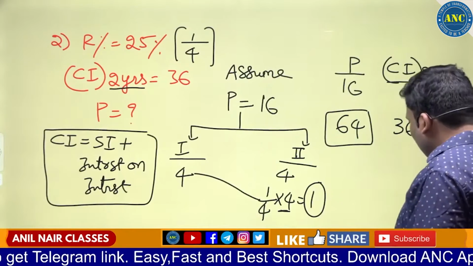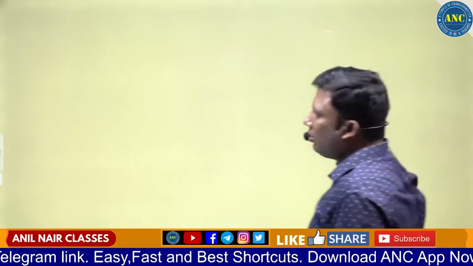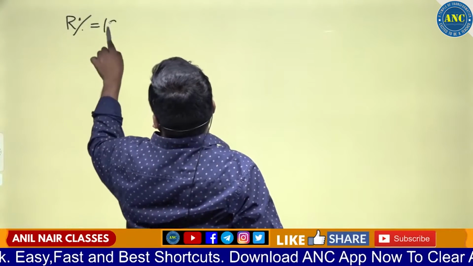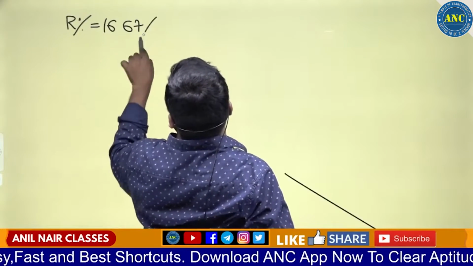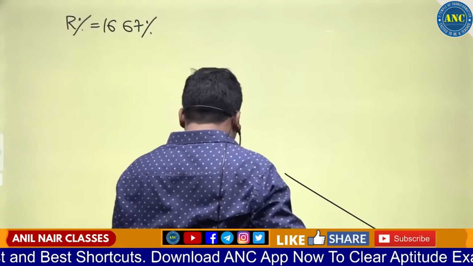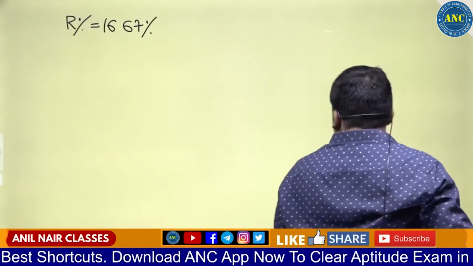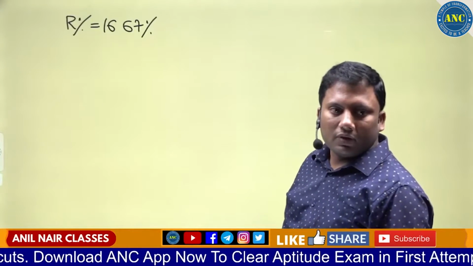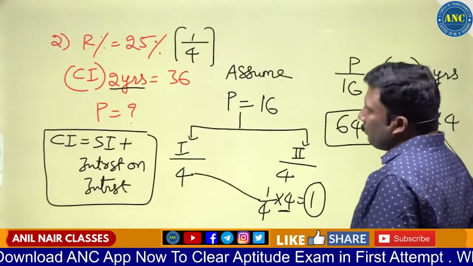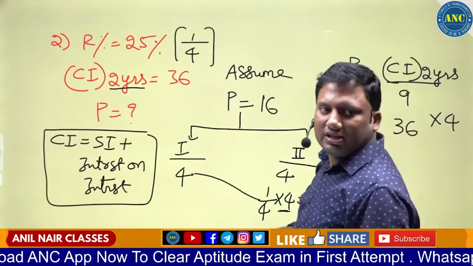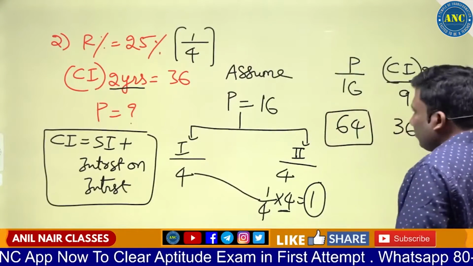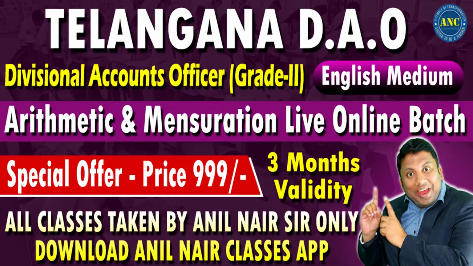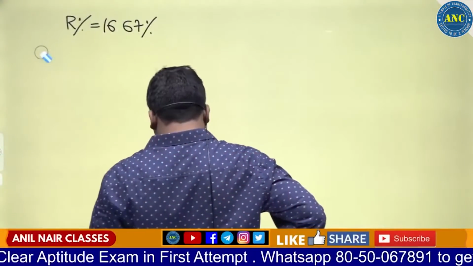Let us do one more question. R percentage equivalent to 16.67 percentage. We discussed in the previous class, right? 25 percentage is 1 by 4, Srinivas. R percentage is 16.67 percentage. First question.